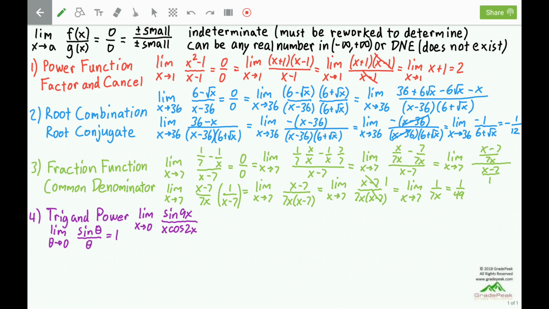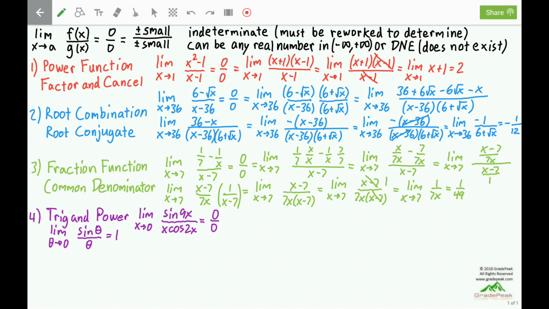Say we have the limit as x goes to 0 of sine of 9x over x cosine of 2x. If I plug in the 0, I have sine of 0 in the numerator. That's a 0. I have 0 times the cosine of 0. The cosine of 0 is a 1. 0 times 1 is a 0. And I do have the 0 over 0 indeterminate form here.